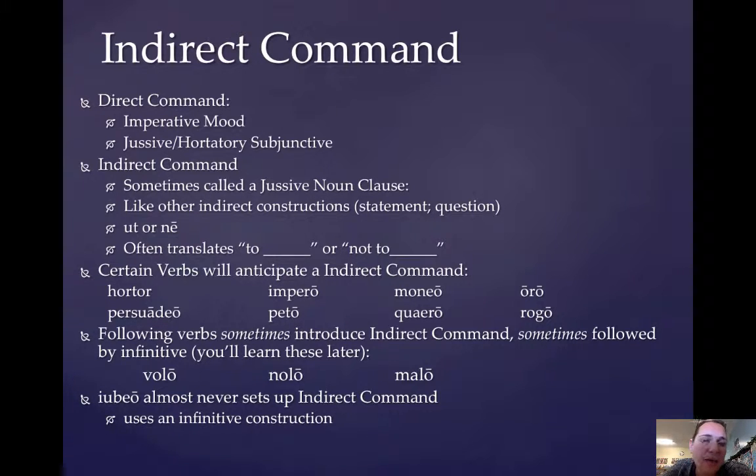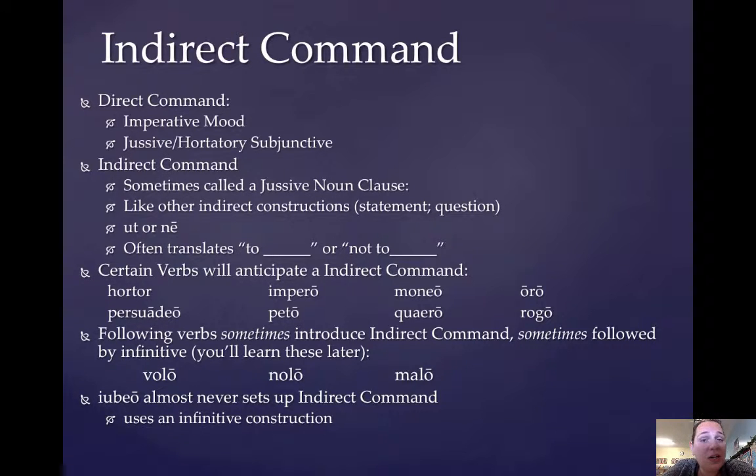But it's one of three irregular verbs, volo, nolo, and malo, that will sometimes set up indirect commands, sometimes not. Volo means I want or I wish. Nolo means I don't want or I don't wish, or malo, I prefer. Okay. The verb iubeo, which means I order, almost never sets up an indirect command.